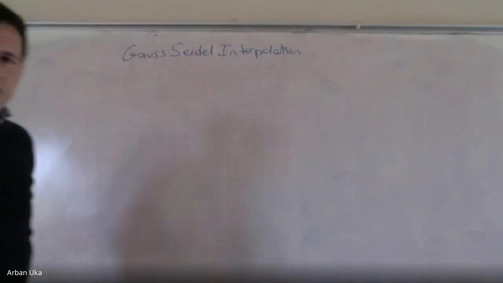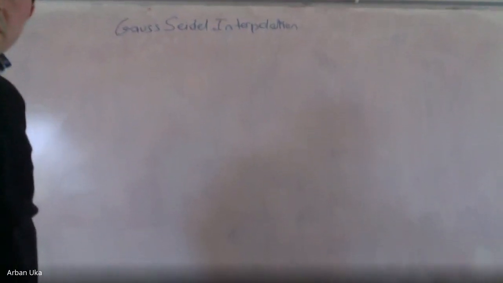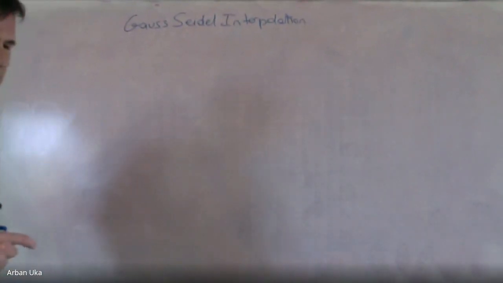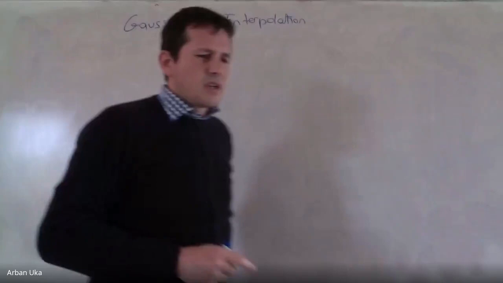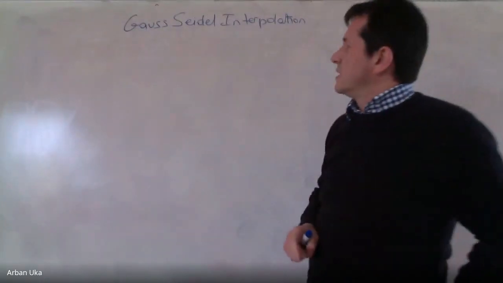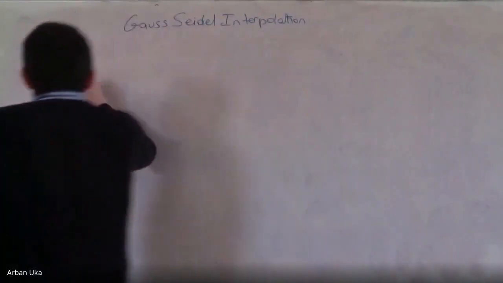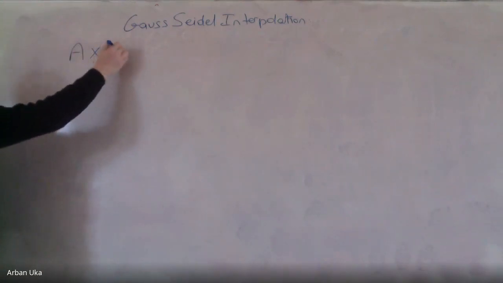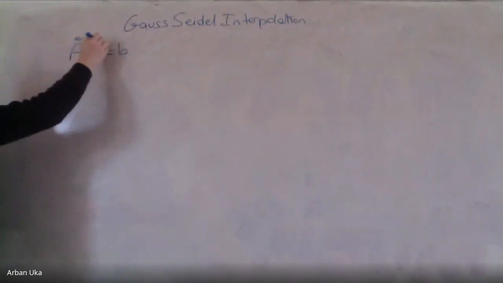Gauss Seidel, we use it mainly for linear systems of equations, okay? And for linear systems of equations, we just assume a coefficient matrix, which can be written like this: Ax is equal to b, okay? So this is how we start.